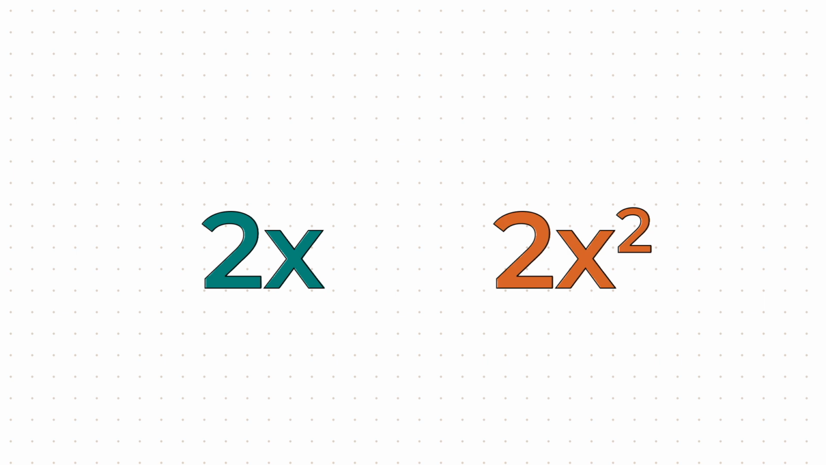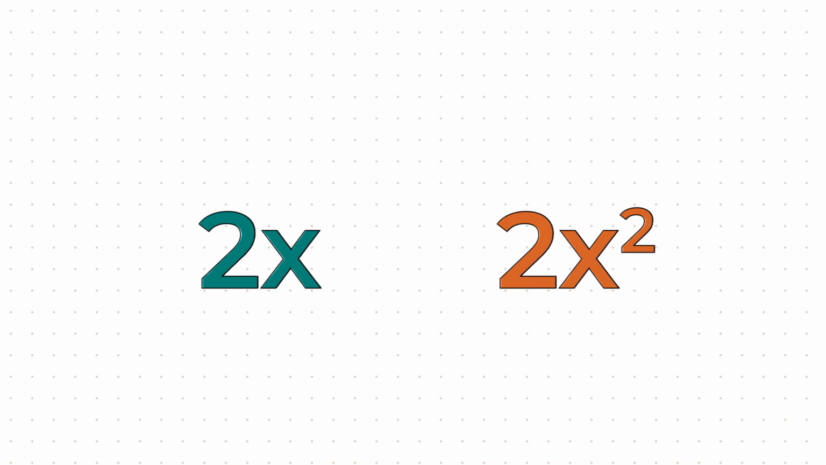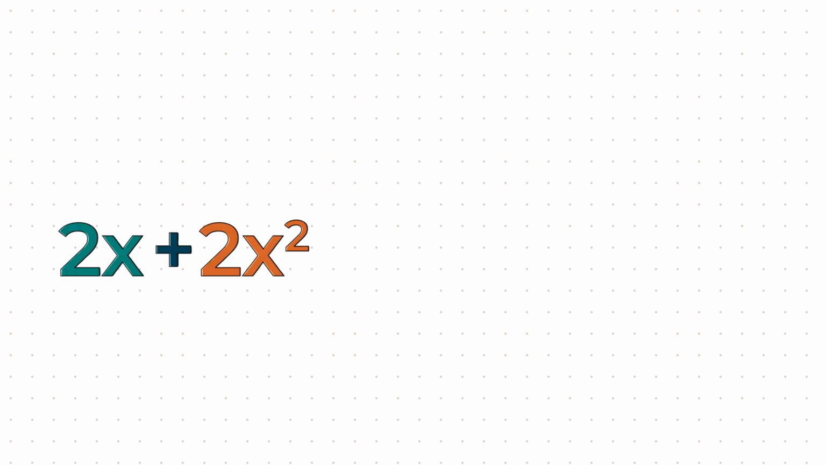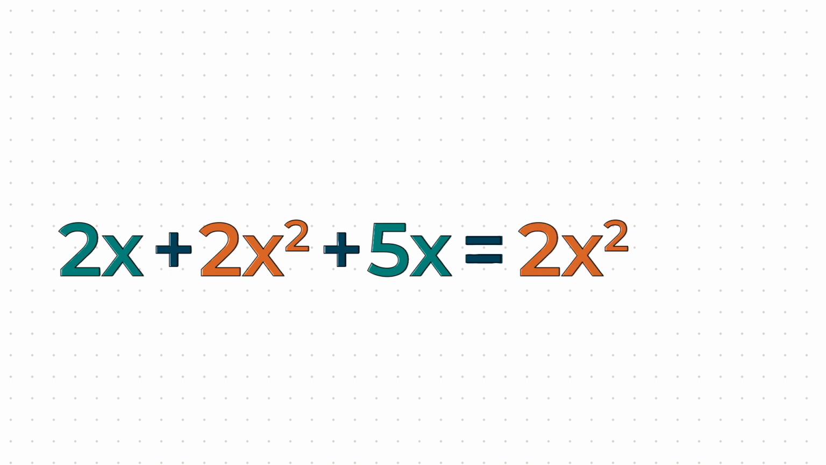It is also important to note that even though 2x and 2x squared both contain x's, they are not like terms. For terms to be like, they must not only have the same unknowns, they must also have the same index or power. Therefore, 2x plus 2x squared plus 5x is not equal to 9x squared. It is actually equal to 2x squared plus 7x. Keep these in mind as we go forward.